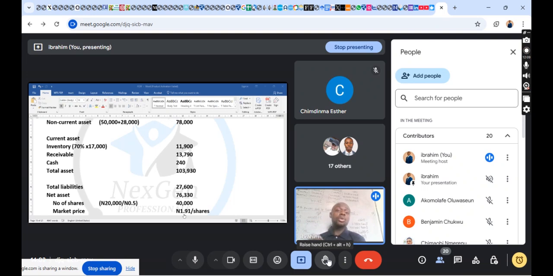So you will now quote that if they are to go by this, they will have to pay. The value is 76,330,000. Then the market price will be 1 naira 95 kobo per share.